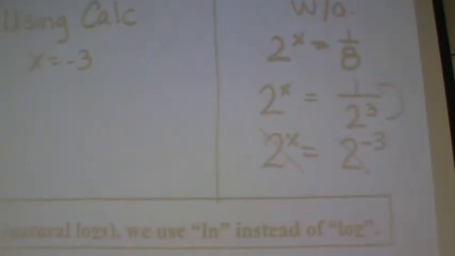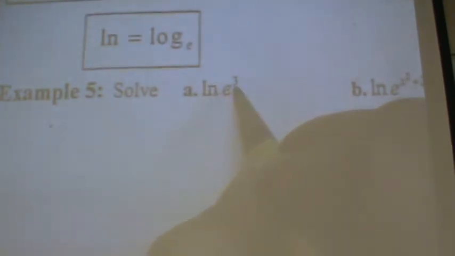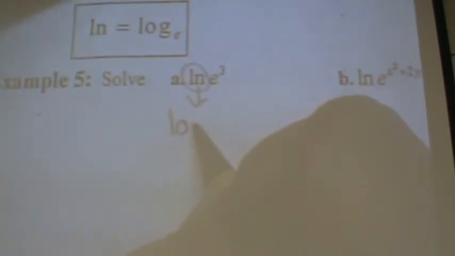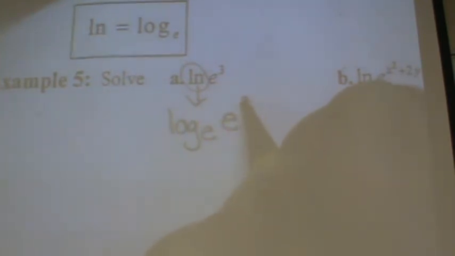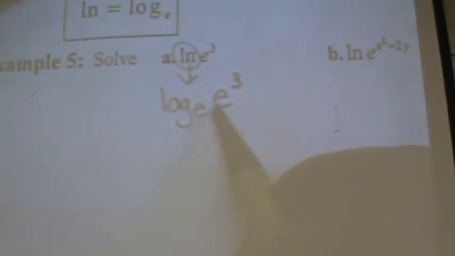Okay, example 5. Like I said before, ln means log base e. So if I rewrote this, see this ln? ln means log base e. And then you've got e to the 3rd power. What did I tell you when these two are the same? What's the answer going to be?